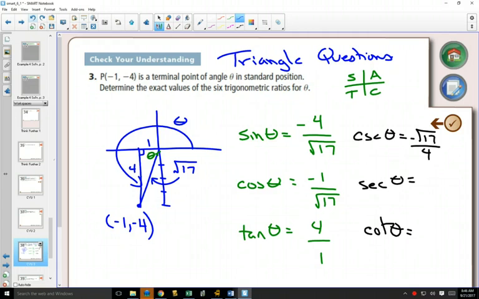So for cos, negative 1 over root 17, it's going to be negative root 17 over 1. We just do the reciprocal. And notice where sine is negative, cosecant's negative. Where cosine is negative, secant is negative. So if tan is positive, cotangent will be the reciprocal and positive.